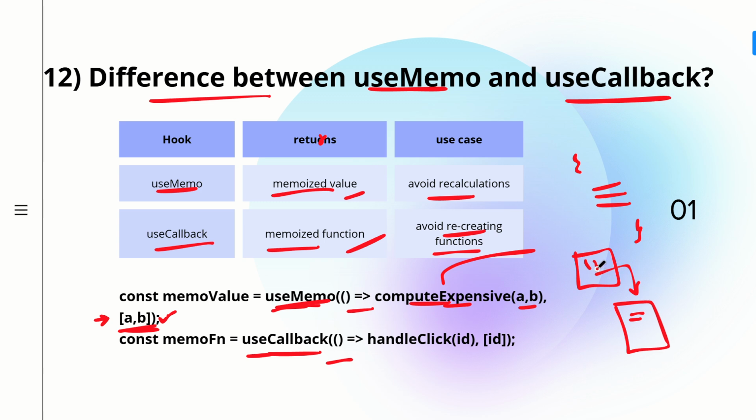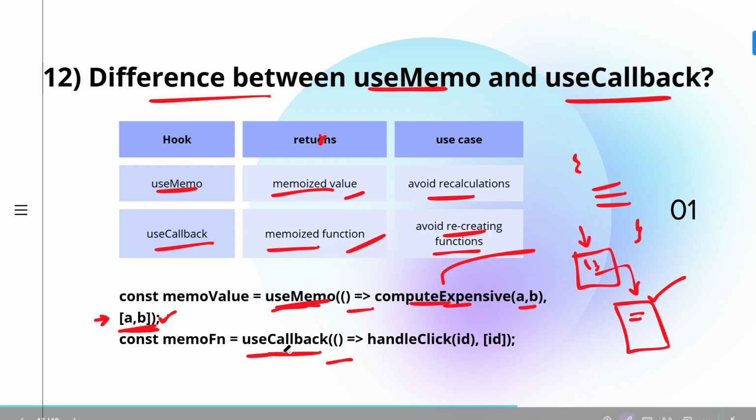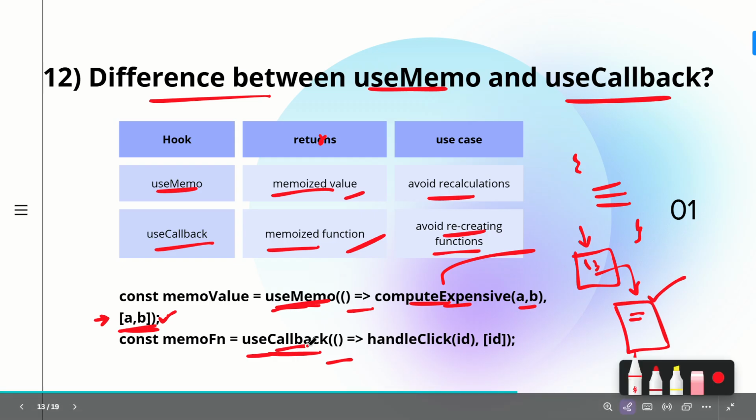So what happens is, whenever your parent component renders, it is going to pass the same function to your child component. But since the function object is different every time, your child will also re-render. This is the problem which we were facing. That is why we have come up with useCallback.